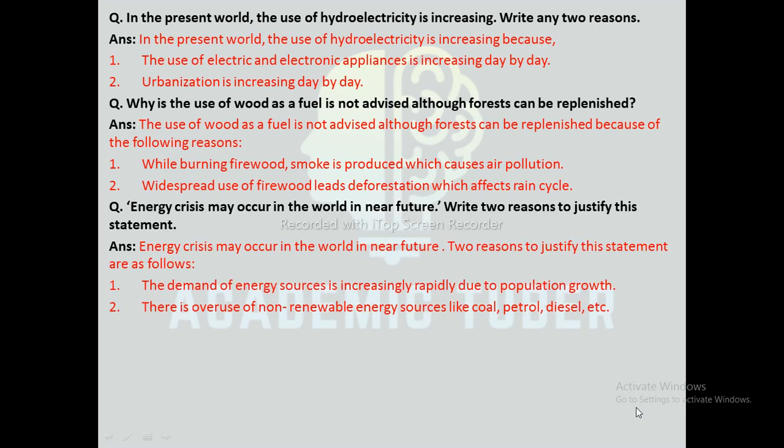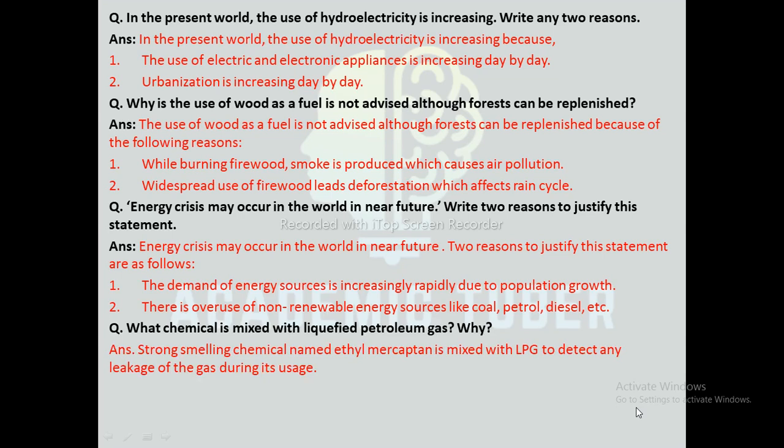Energy crisis may occur in the world in the near future. Justify this statement with 2 reasons. Energy crisis may occur in the world in the near future because of the following reasons. The demand for energy sources is increasing rapidly due to population growth. There is overuse of non-renewable energy sources like coal, petrol, diesel, etc.